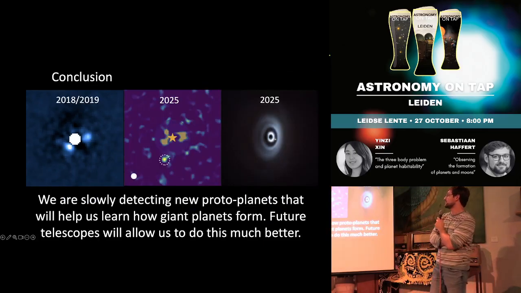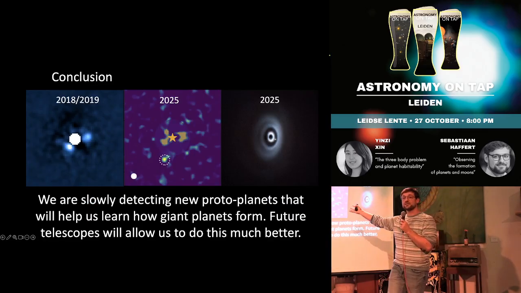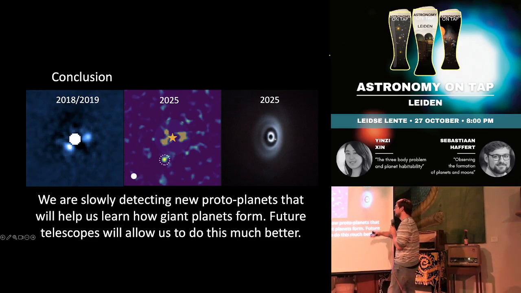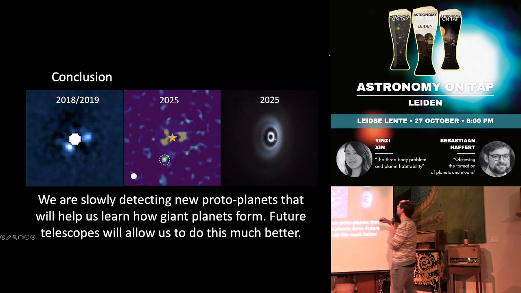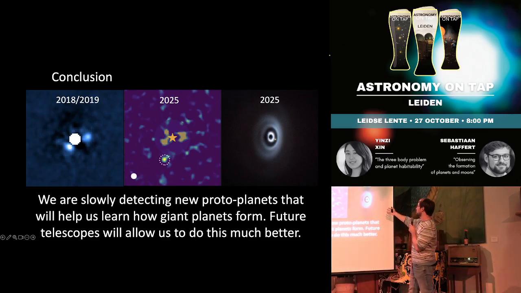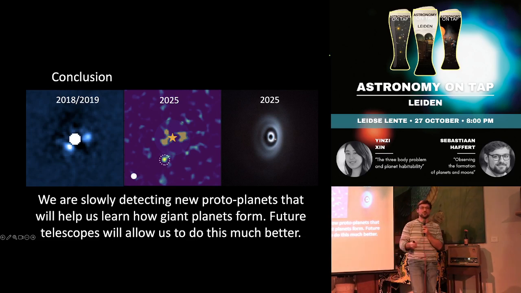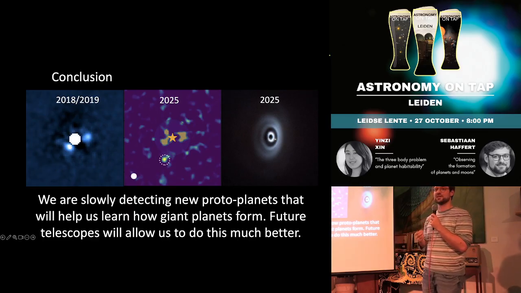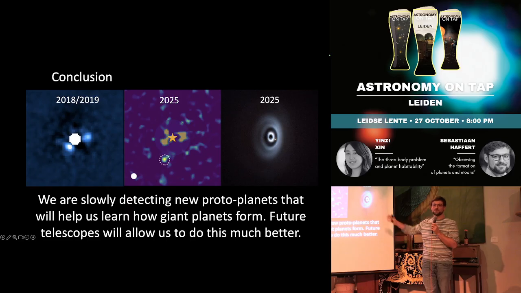So that brings me to the conclusion. In 2018, 2019, we found the first 2 protoplanets, PDS-70b and c. Now in 2025, we found 2MJ1612b. I'm amazed that I remember that. And then there's WISPIT-2b, which we also found. So we're now finally slowly starting to detect these new protoplanets that allow us to understand how planets actually form. And hopefully with the future telescopes we will be able to do this even better. Thank you.